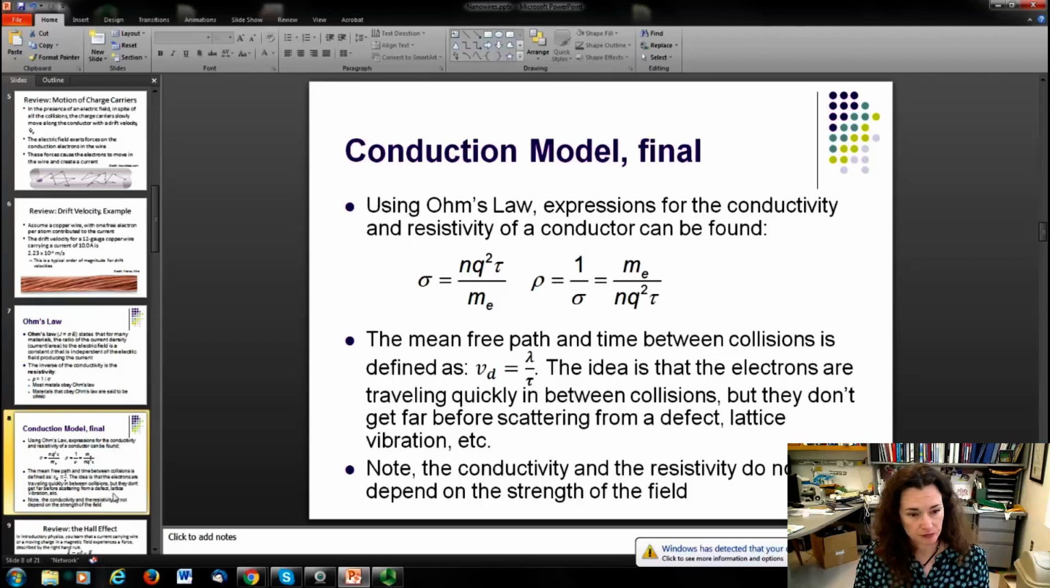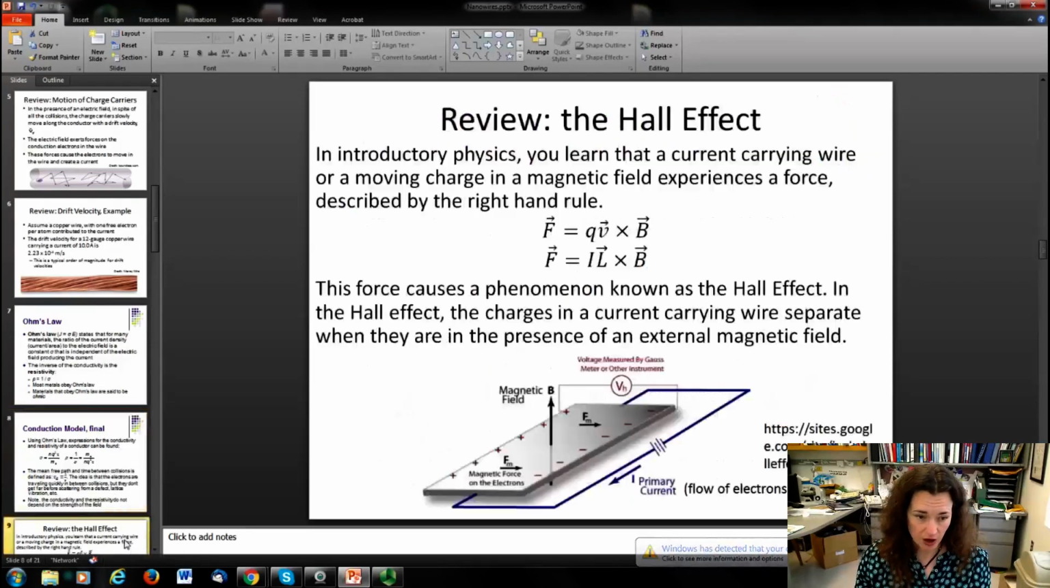All right, so another important thing that we need to review from classical physics before we go on and talk about nanoscience is the Hall effect, okay?